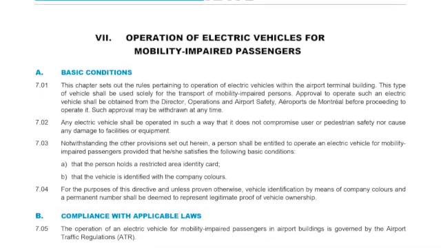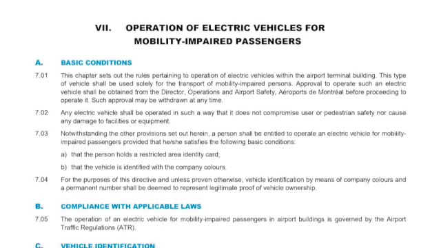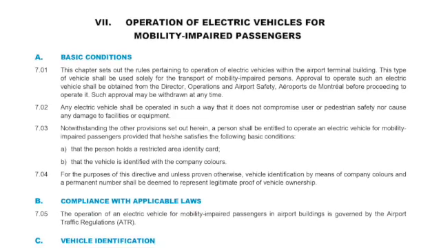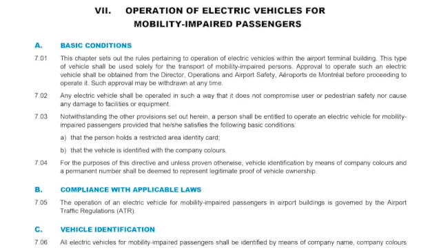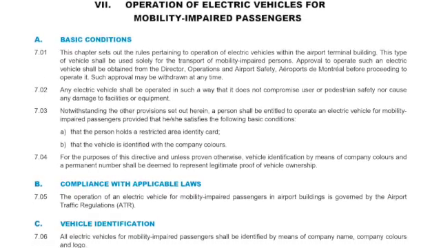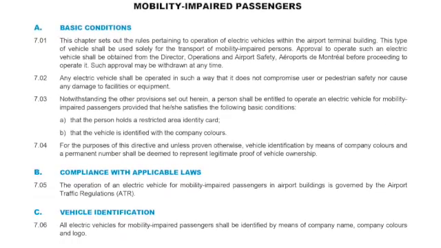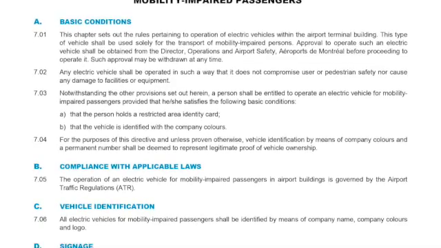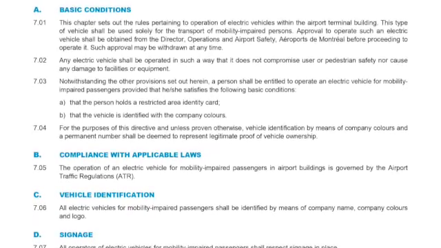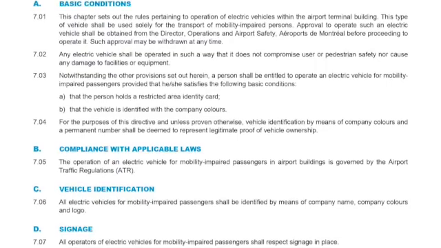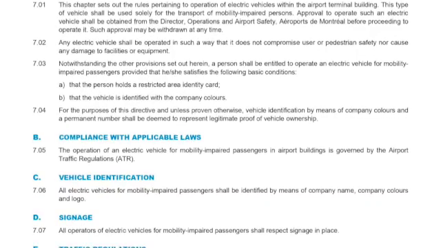02 Any electric vehicle shall be operated in such a way that it does not compromise user or pedestrian safety nor cause any damage to facilities or equipment. 03 Notwithstanding the other provisions set out herein, a person shall be entitled to operate an electric vehicle for mobility impaired passengers provided that he/she satisfies the following basic conditions: A. That the person holds a restricted area identity card. B. That the vehicle is identified with the company colors. 04 For the purposes of this directive and unless proven otherwise, vehicle identification by means of company colors and a permanent number shall be deemed to represent legitimate proof of vehicle ownership.